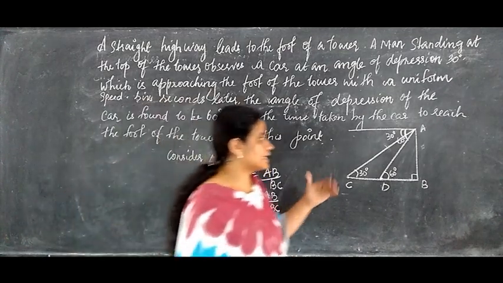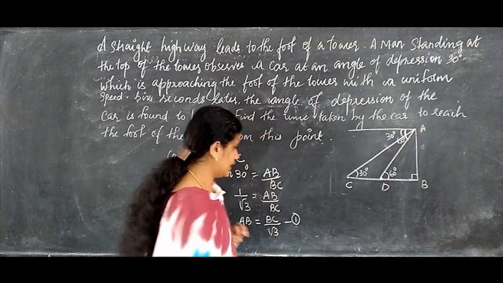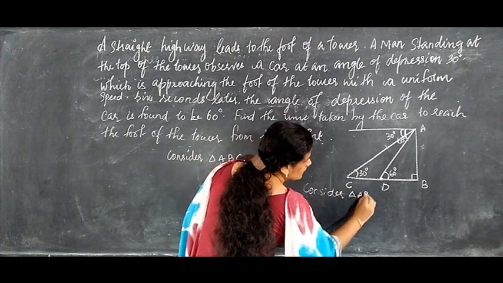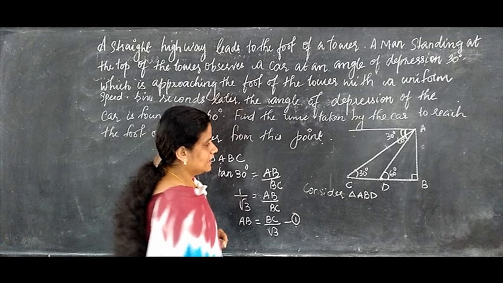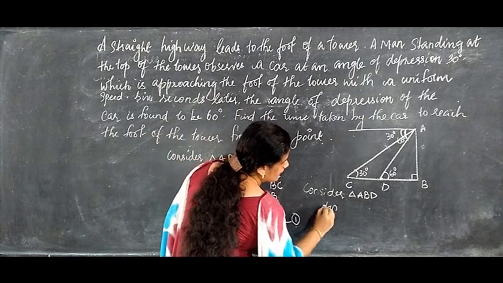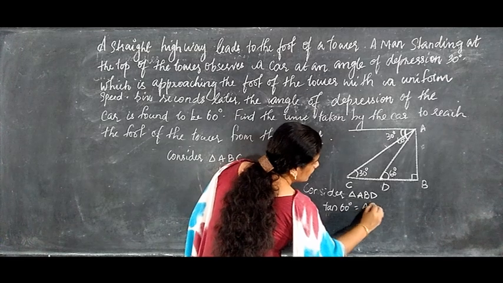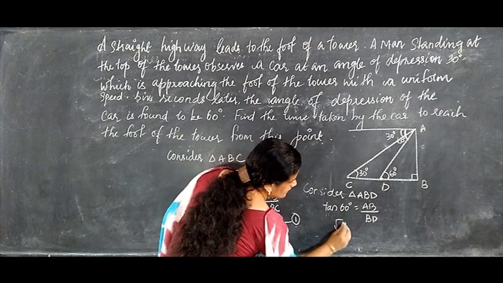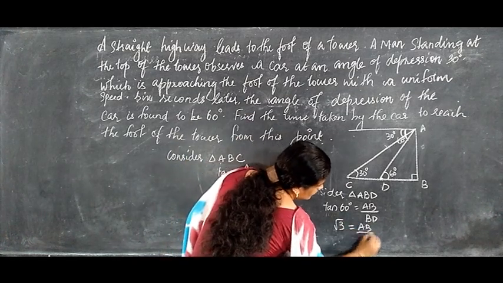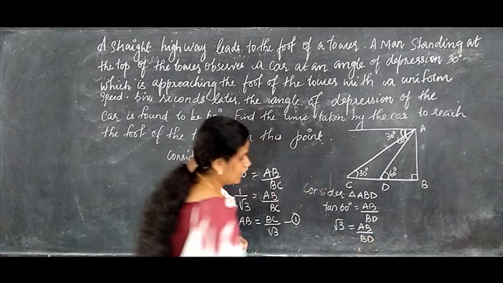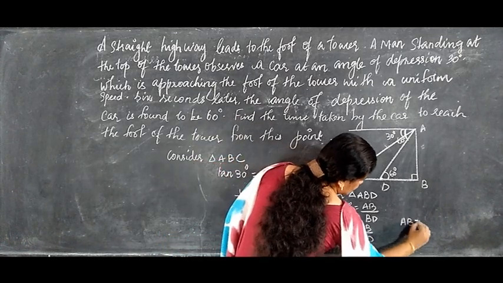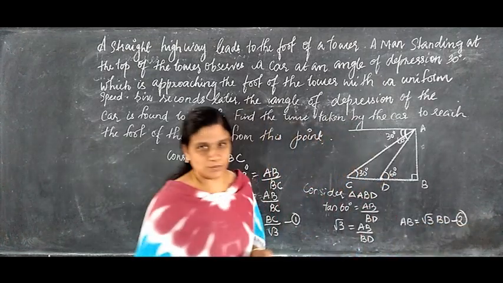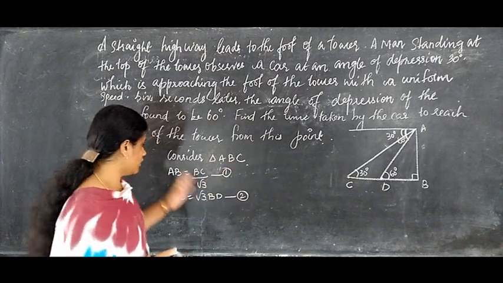Clear? Now we are going to consider the next right angle triangle ABD. Okay, children, here we know that tan 60 degree is equal to AB by BD. What is tan 60 degree? Root 3 is equal to AB by BD. From here, AB is equal to root 3 into BD, and this is equation number 2. From these two equations we got the LHS equal.